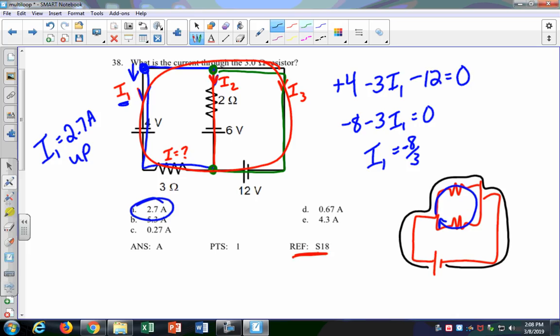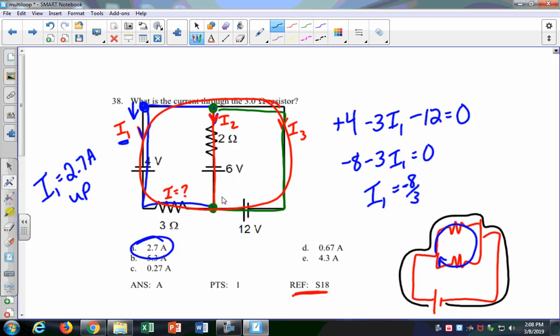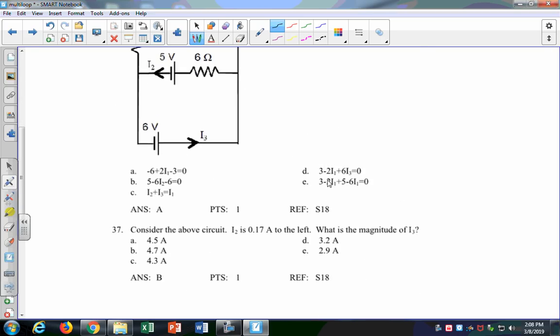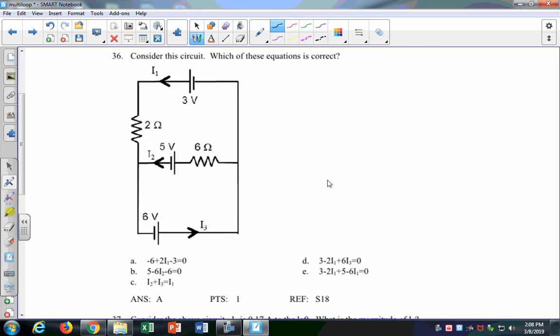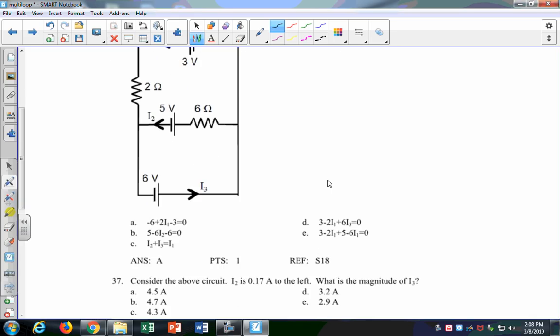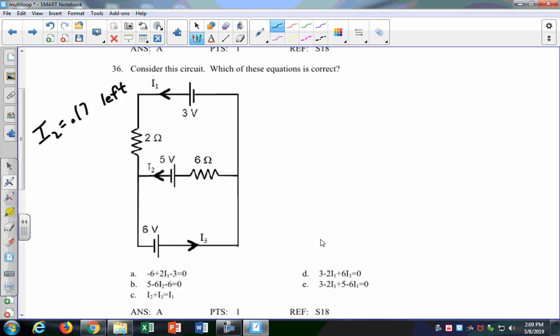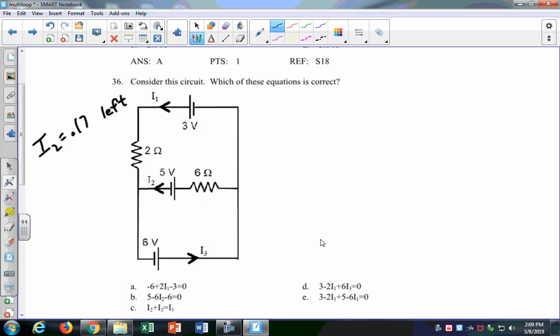Let's do another one. I have another one that's like the second way. There we go, number 36 and 37. In 37, I tell you that I2 is 0.17 and I say it's to the left. So now I've told you, oh, well, this one's easy actually, because I don't have a resistor too. I want to know what is the magnitude of I3.